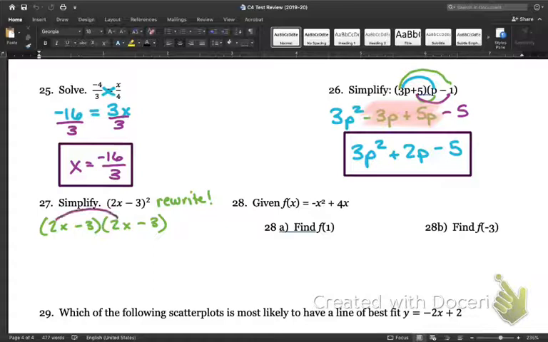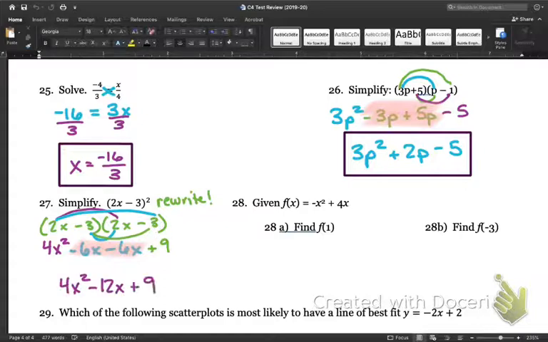So multiply our two first terms to get 4x to the second. Our two outside terms multiply to negative 6x, as well as our two inside terms. Then my two last terms multiply to positive 9. Now those two middle terms do not cancel out. Negative 6 and negative 6 combine to negative 12. So my final answer is 4x squared minus 12x plus 9.